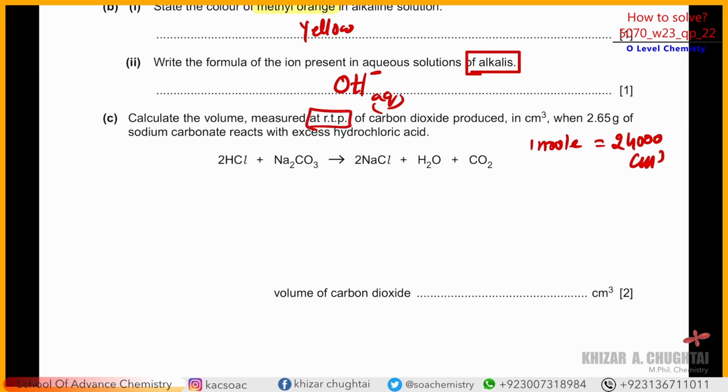Now the basic obstacle is to find the moles of carbon dioxide in this case. What is given? Sodium carbonate is given, the HCl is in excess, and sodium carbonate is the limiting reactant. So from this balanced chemical equation we can see that 1 mole of sodium carbonate is going to give 1 mole of CO2.